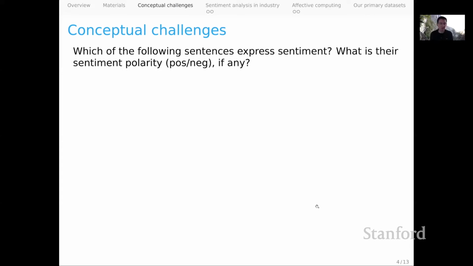So for these examples, you should ask yourself, which of these sentences expresses sentiment at all? And for the ones that you think do express sentiment, what is that sentiment? Is it positive or negative, or maybe neutral or something else? Okay. So you might think those are straightforward questions, but this is going to get difficult really fast.